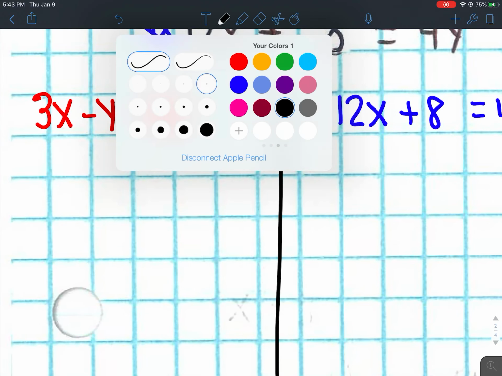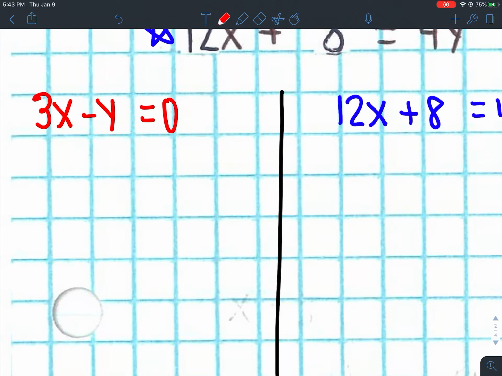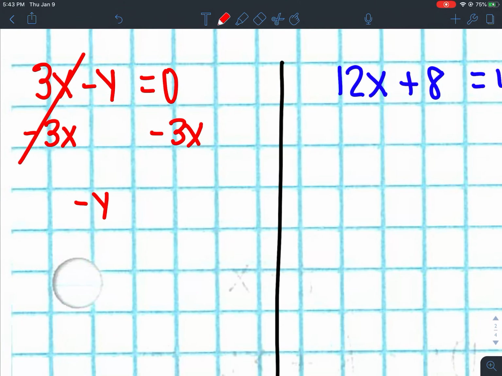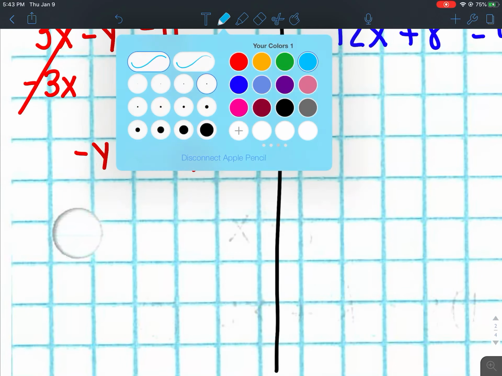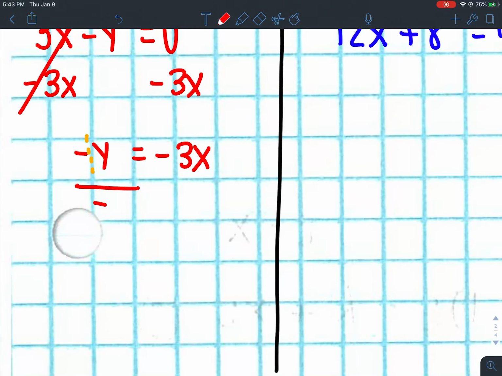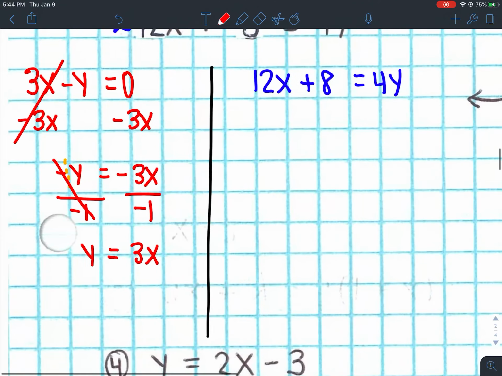All right, so our goal here is to get y by itself. So the first thing I'm going to do is subtract 3x on both sides. Then we have negative y equals, well, 0 minus 3x is just negative 3x, so I don't have to write the 0 there. Okay, now y is not by itself. What number is in front of y right now? There's really a negative 1 here, right? So we want to get rid of that negative 1 by dividing both sides by negative 1. So then I have y equals positive 3x, because negative 3 divided by negative 1 is 3x.